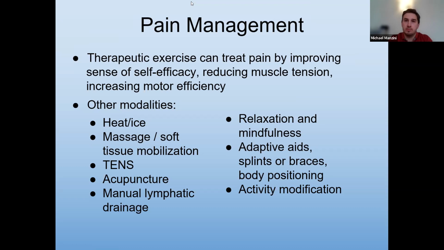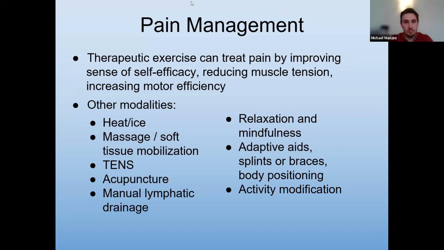The other modalities that we often use are heat and ice treatments, and massage or soft tissue mobilizations can be effective. We use TENS, which is a transcutaneous electrical nerve stimulation. These are electrodes that go on the skin, and it helps to block pain signals to the brain, and can be very helpful for really localized pain.